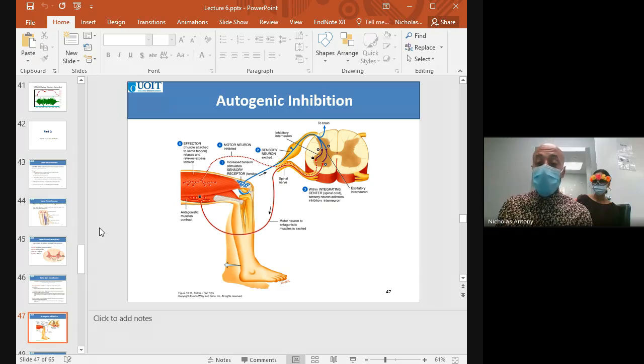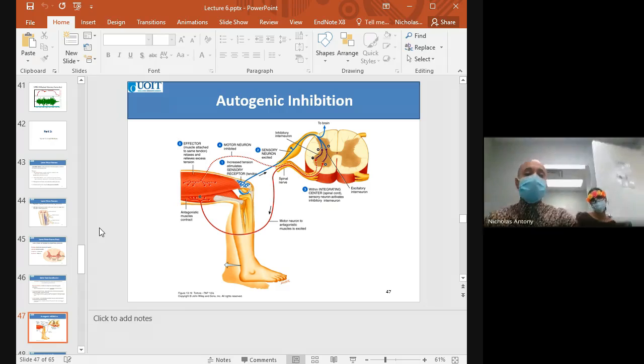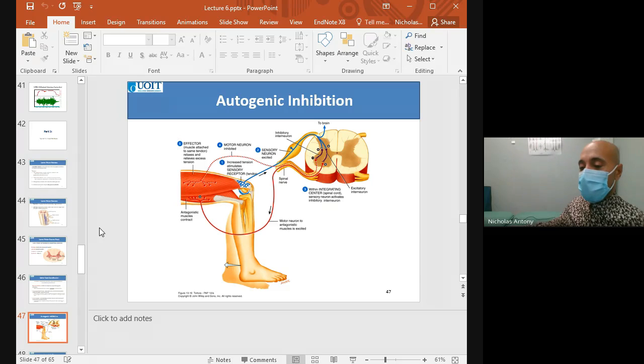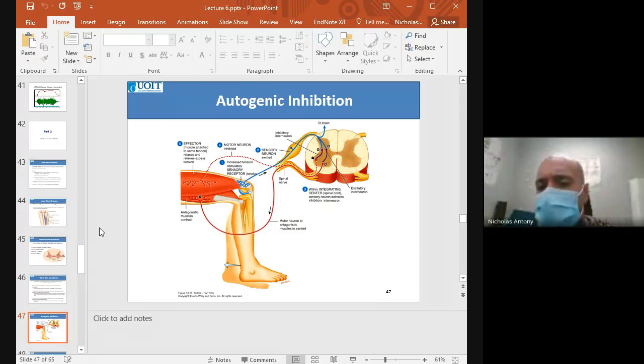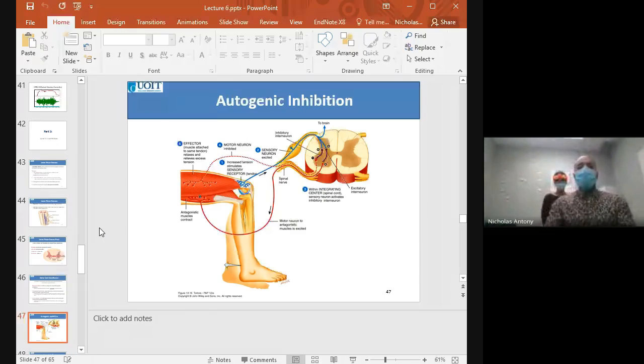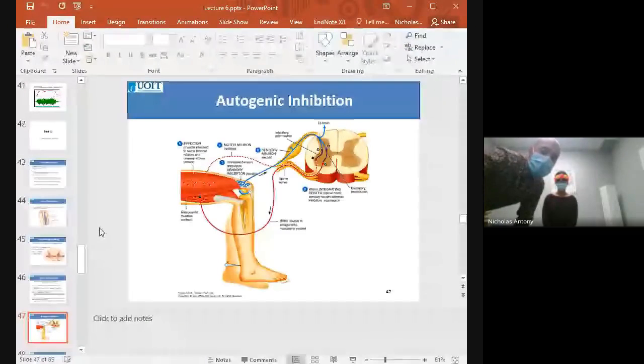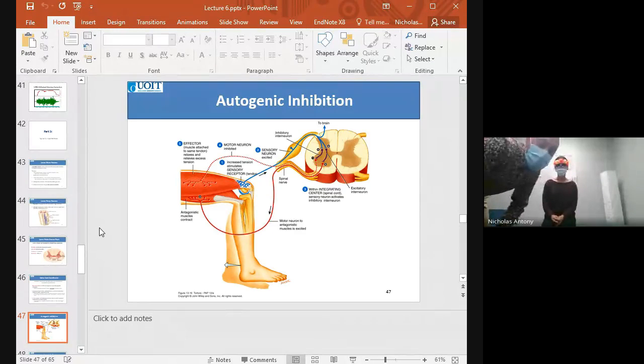Okay, so the actual reflex that's called is called autogenic inhibition. So I'm going to demonstrate it. Okay. So autogenic inhibition is a way that we can get muscles to stretch. And so what we have with autogenic inhibition is tension. If there's too much tension in any given muscle, reflexively, the muscle will turn off to prevent it from tearing.